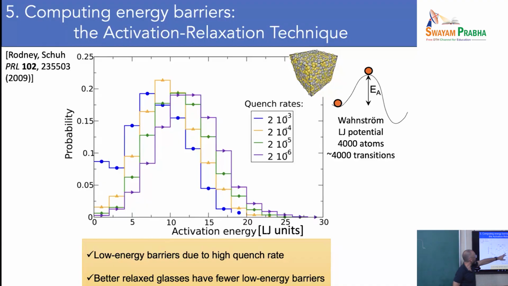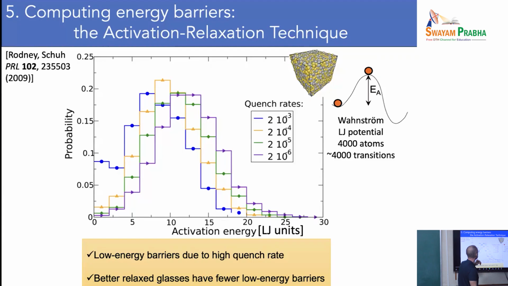But then as I quench the glass more and more slowly, instead of finishing here, I'm going to finish at a lower energy and in a configuration which will be more stable and surrounded by higher activation energies. If it's higher activation energies, it's because you have less and less of these very low activation energies. They are always there, but you have less and less of them because the system is better and better relaxed, meaning that it's going to stay in that configuration longer and longer.